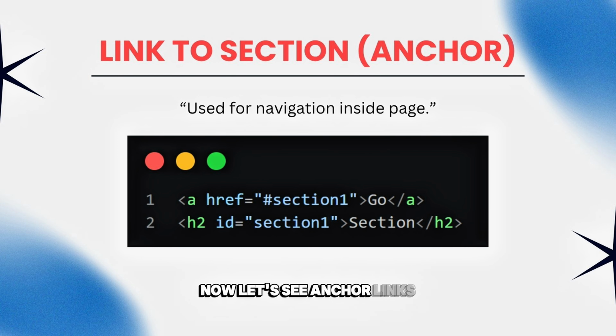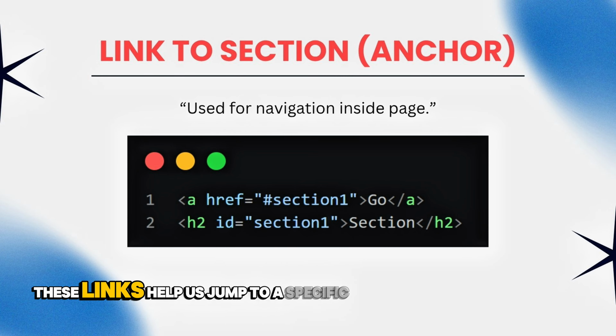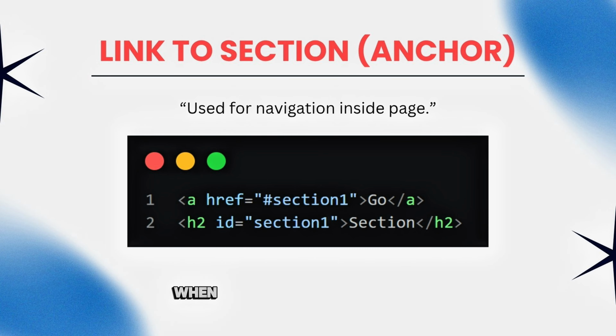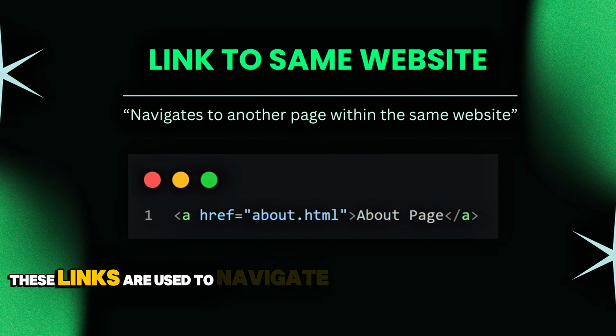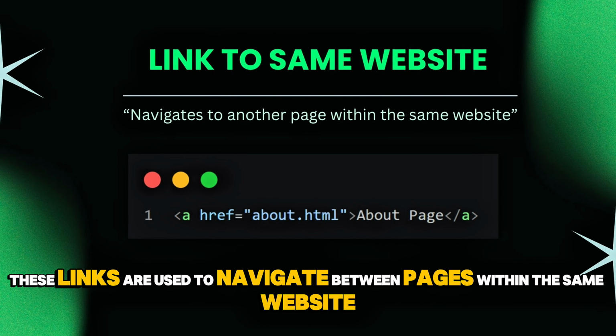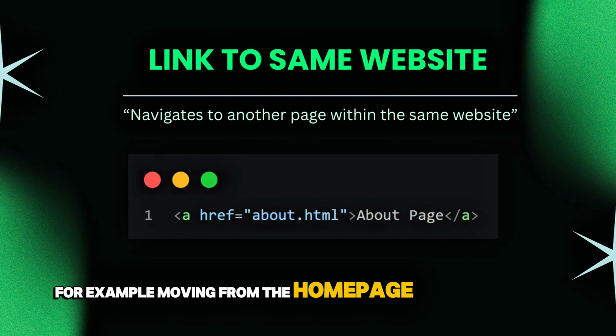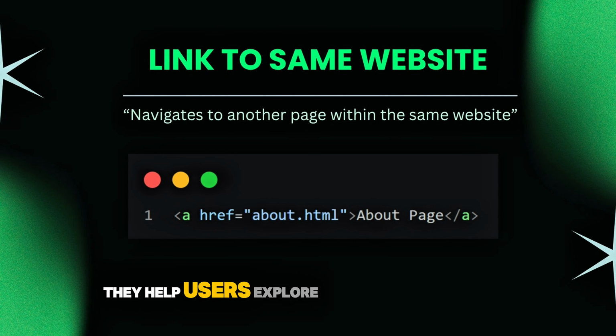Now let's see anchor links. These links help us jump to a specific section on the same page. When the user clicks the link, it directly scrolls to that section. This is very useful for long web pages like blogs or documentation. Next, we have internal links. These links are used to navigate between pages within the same website. For example, moving from the home page to the about page. They help users explore your website easily.